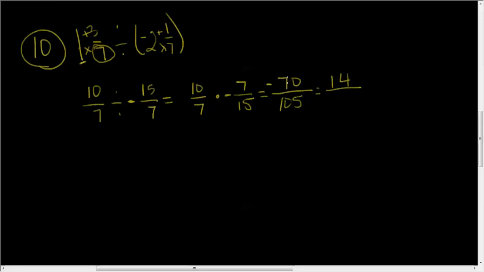And 5 goes into that 21 times. And now I see a 14 and 21, and I know 7 goes into both of those. So 7 goes into 14 twice, and 7 goes into 21 3 times, and negative 2/3.